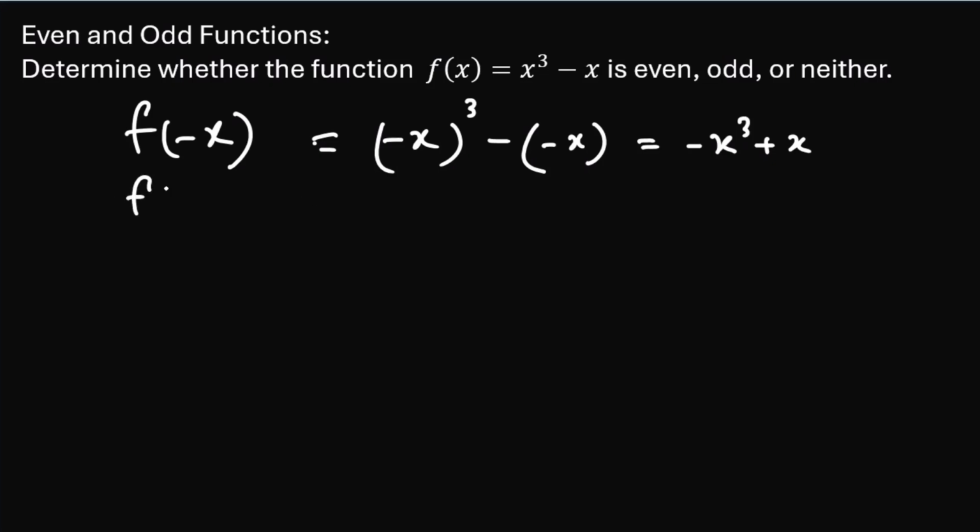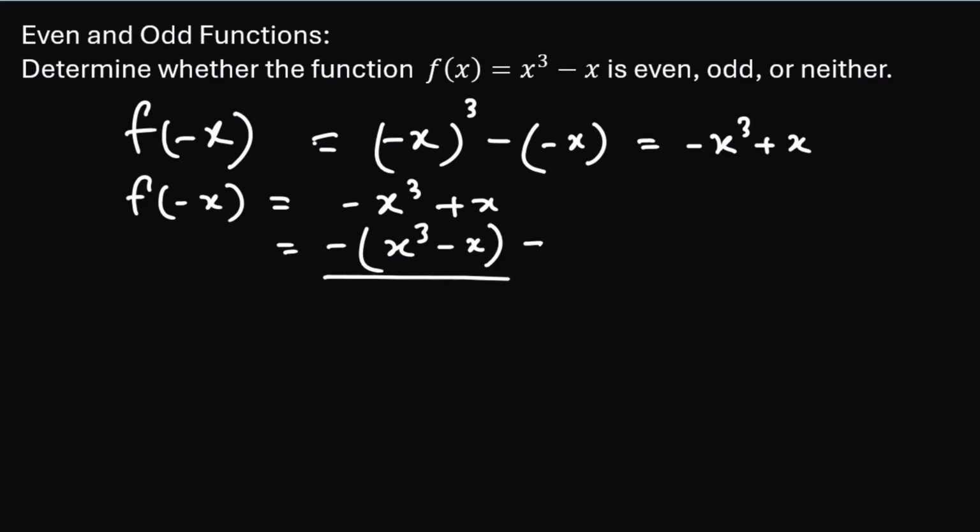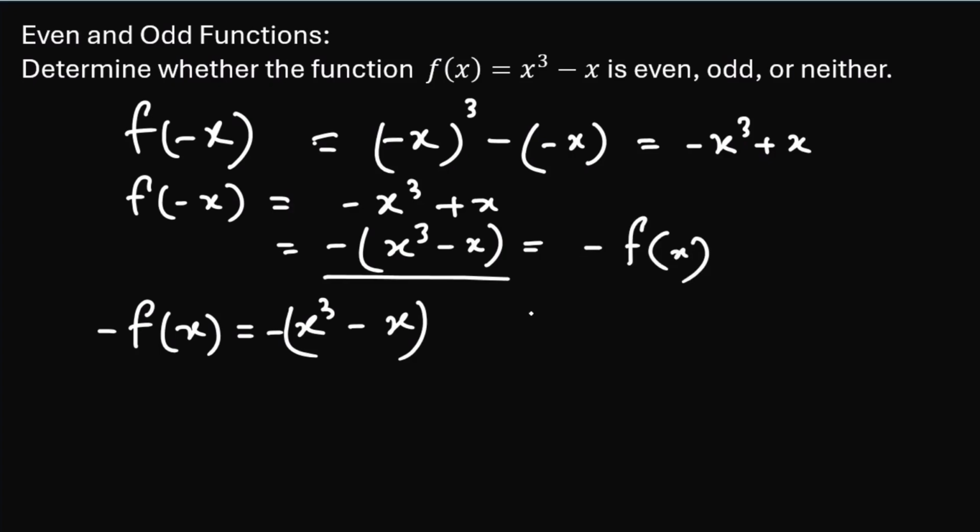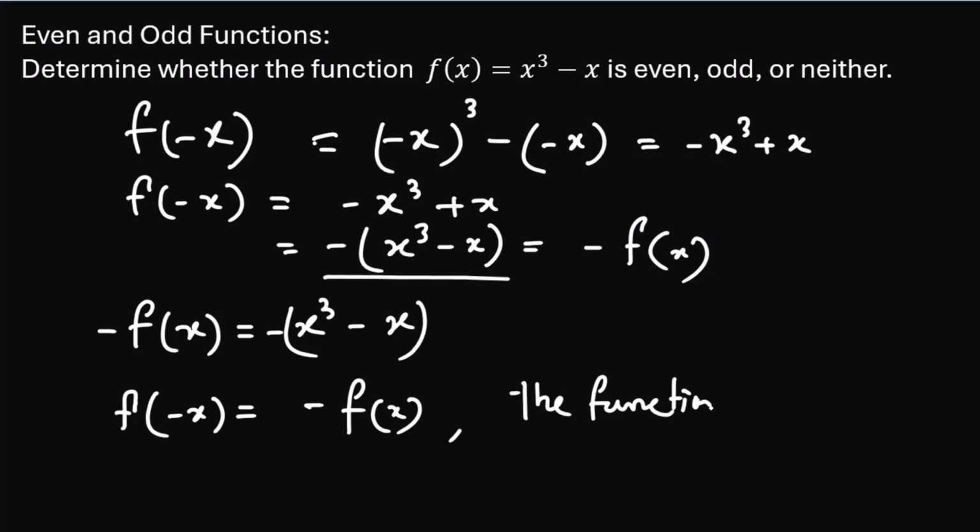So now we will get f of minus x equals minus x cube plus x. If we take a common negative, we get minus of x cube minus x. Our main function is f of x equals x to the power cube minus x, so this is minus f of x. So we can prove by this calculation that f of minus x equals minus f of x. So the function is odd. So it has been proved.